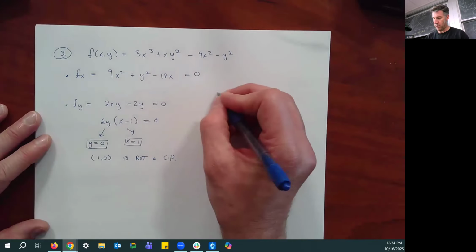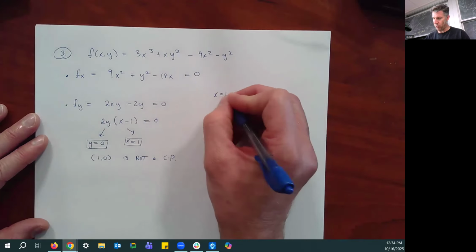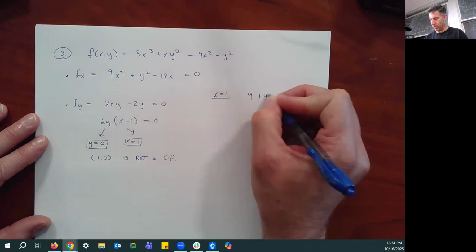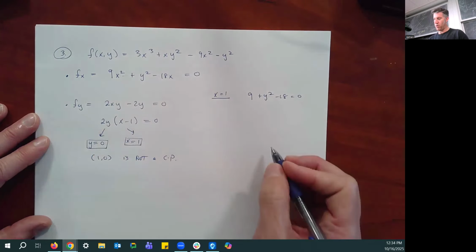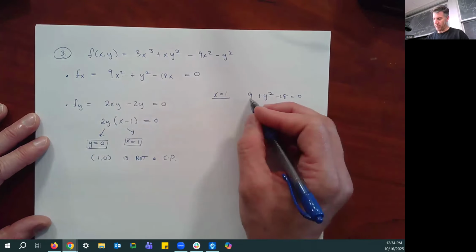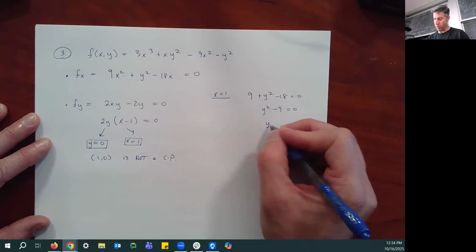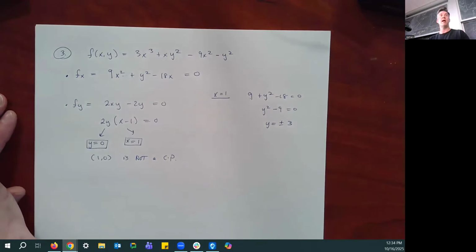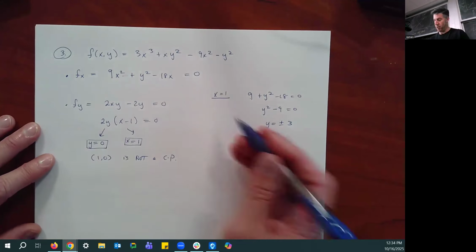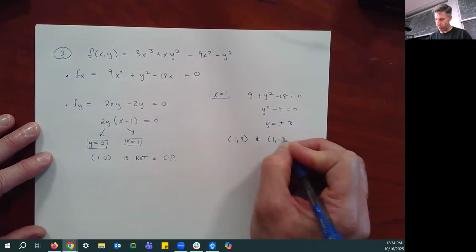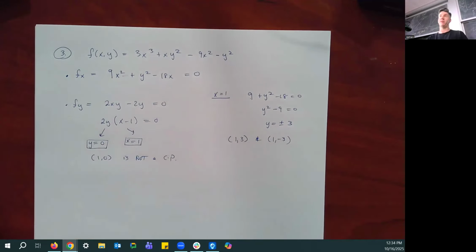So let's do x first. X equal to 1 into this equation, we're going to get 9 plus y squared minus 18 equals 0, so y squared minus 9 equals 0. You can add 9 and take the square root, and you're going to get y equal to plus or minus 3. So we actually have two critical points from x equal to 1. Our two critical points are 1 comma 3 and 1 comma negative 3. It's certainly okay to write it as 1 comma plus or minus 3, but I'm trying to emphasize the fact that we have two different critical points.